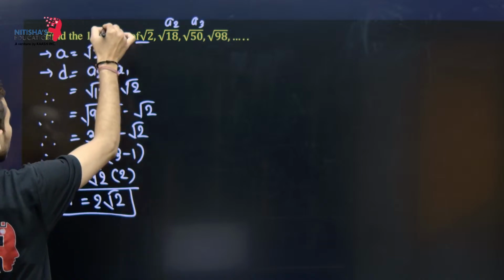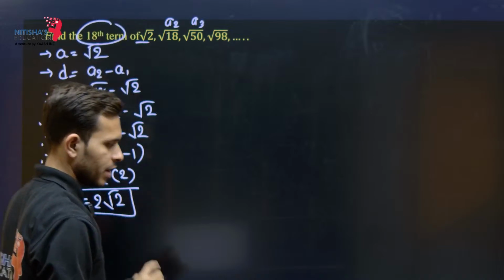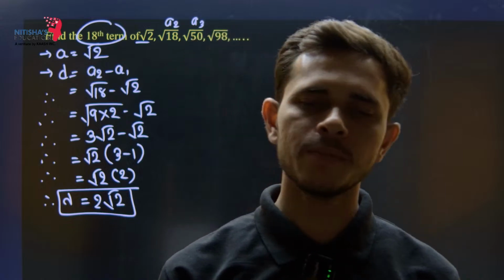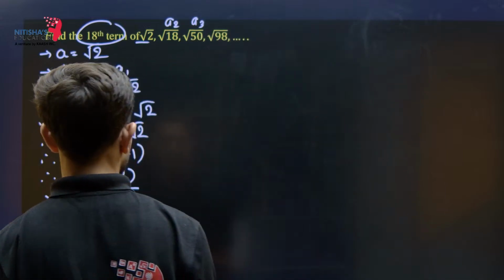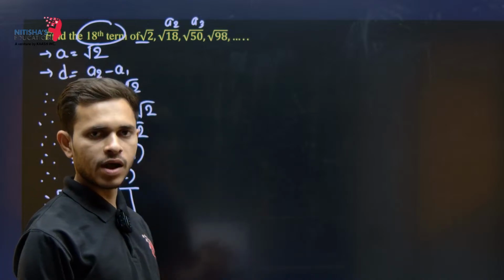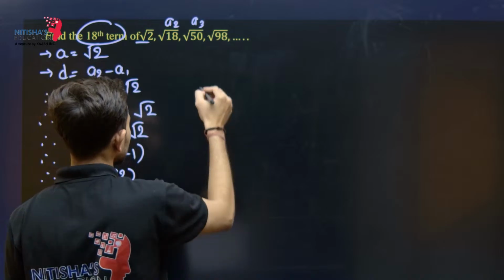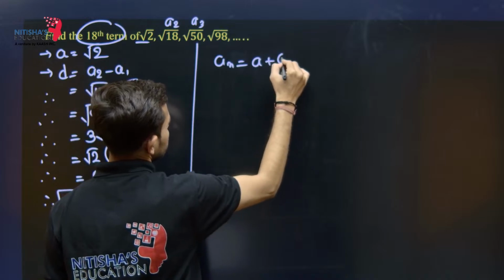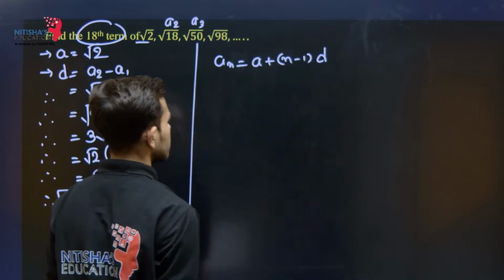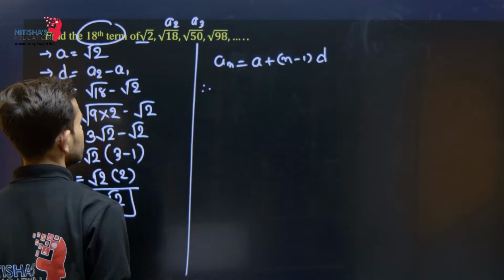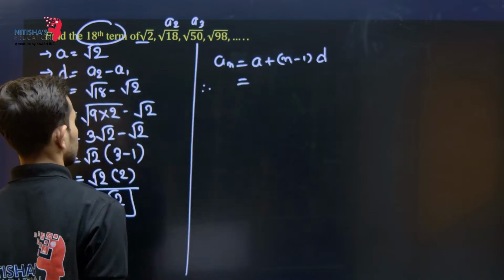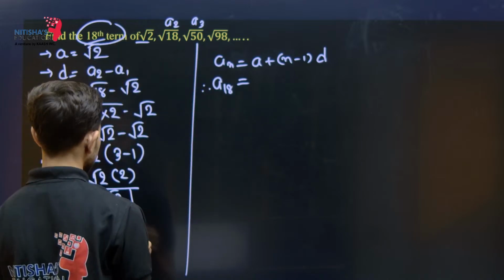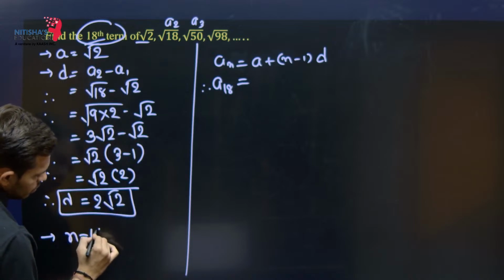Okay, now what we need to find? We need to find the 18th term. Whenever we need to find the nth term, n means any number. It can be any number, 100, 1000, any number. If you want to find the term at any position, then you have to use this formula, which is A n is equal to A plus n minus 1 into D, right? Okay, what is A n? That we need to find. A n means A 18, because we need to find the 18th term. It means n is equal to 18.